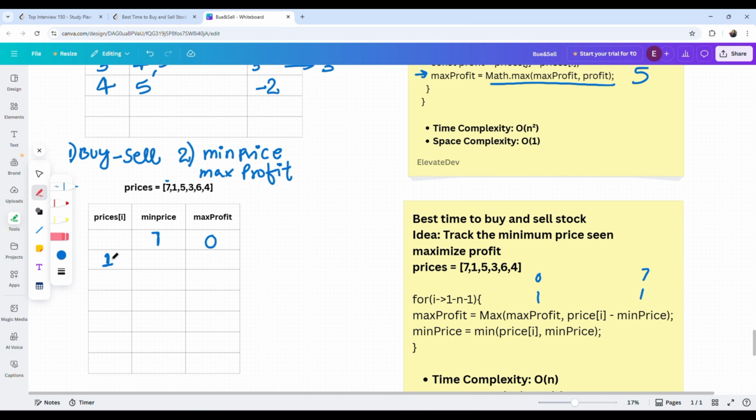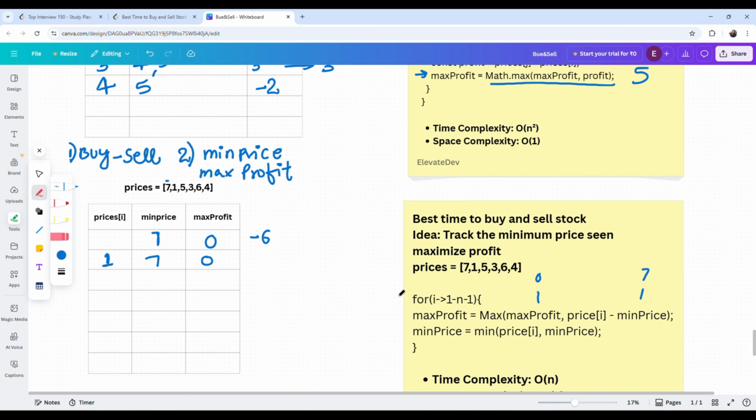Please try writing along with me so that you can have a better clarity. For the first index, the minimum price I have right now is 7 and the maximum profit is 0. So I'm going to compute the profit. The current price I have is 1. How are we going to compute the profit? Price i minus minimum price. It is 1 minus 7, which is minus 6. Clearly minus 6 is not greater than 0, so we are not going to update the maximum profit. We will just have maximum profit as 0.